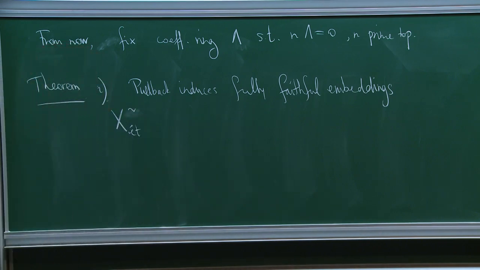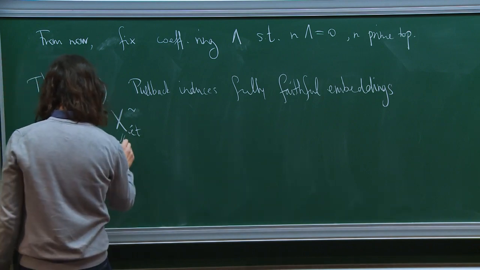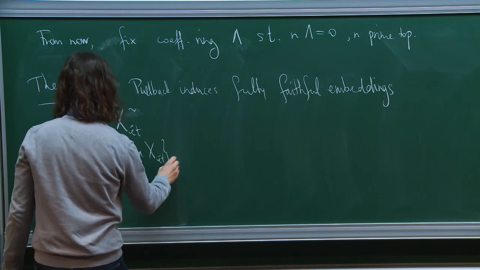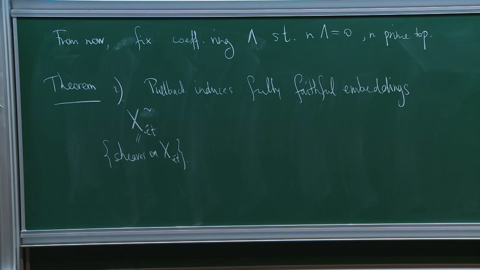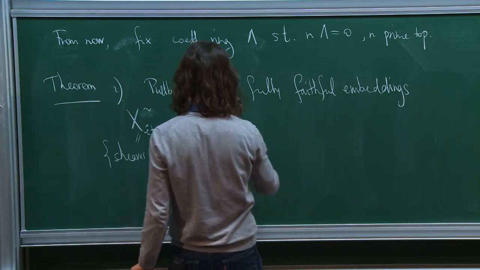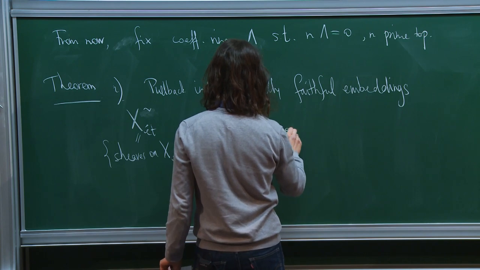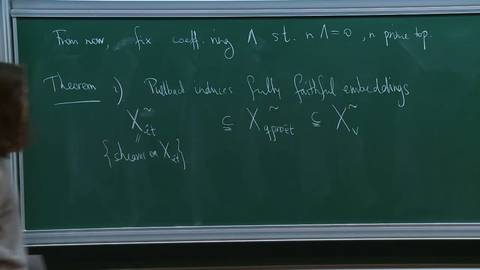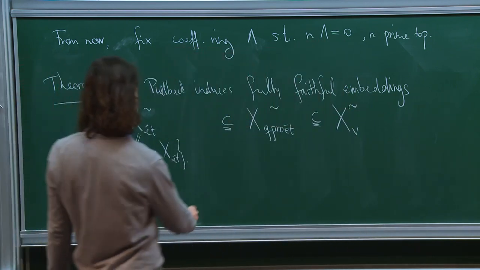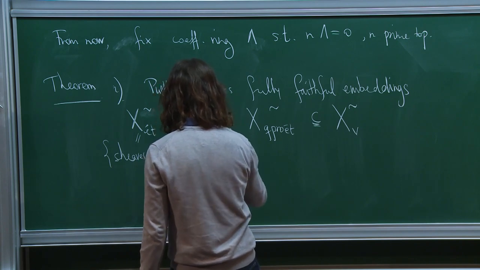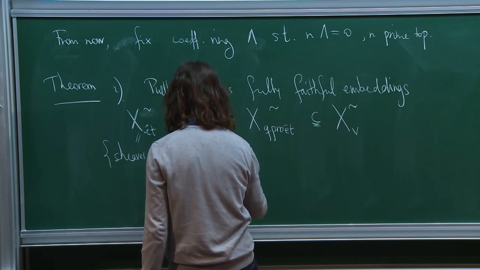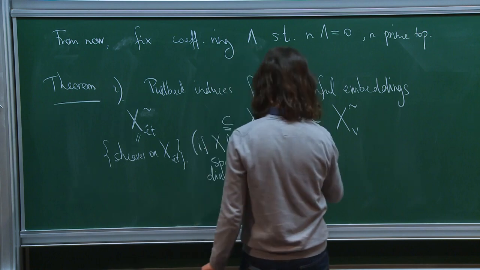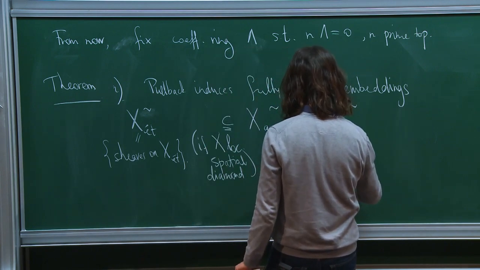So by a tilde, I denote the category of sheaves. So this is a topos. Where, I mean, in all cases where it makes sense. So the first case, I can ask that this is true if X is a locally spatial diamond. And the second case, I can ask this if X is a diamond.